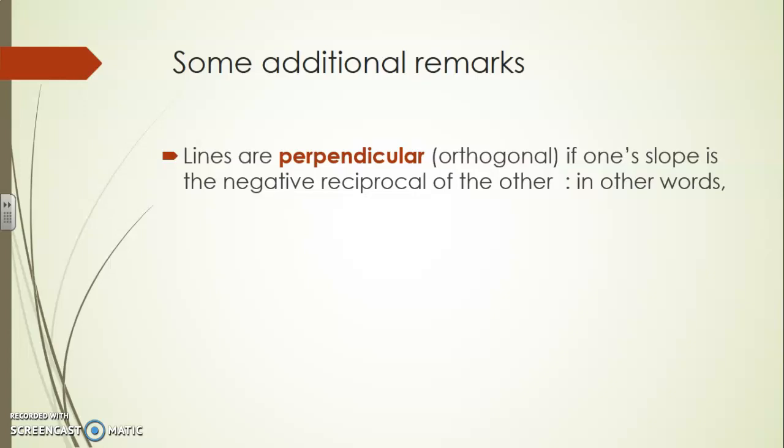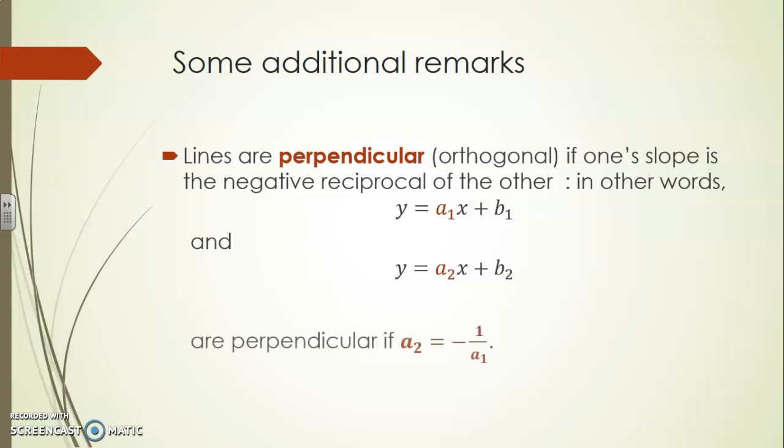Lines are perpendicular or orthogonal if the slope of one line is the negative reciprocal of the other. In other words, y equals a1x plus b1 and y equals a2x plus b2 are perpendicular if a2 is equal to minus 1 over a1. One is the negative reciprocal of the other.